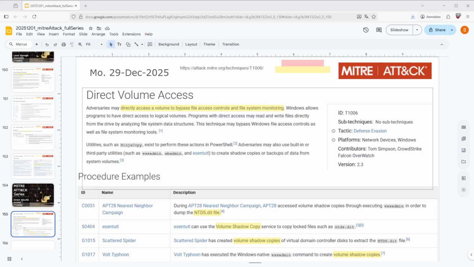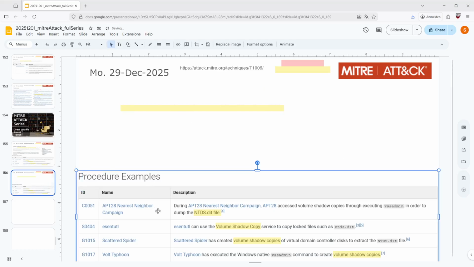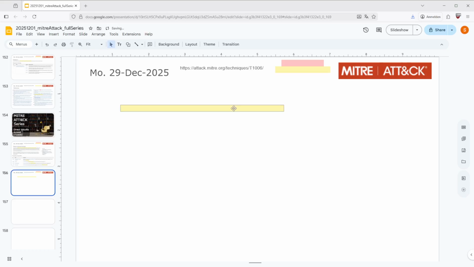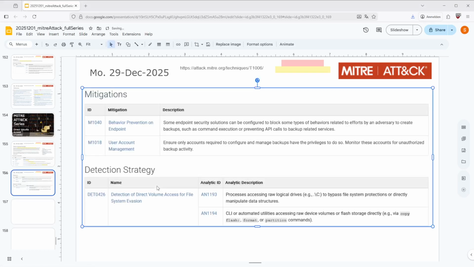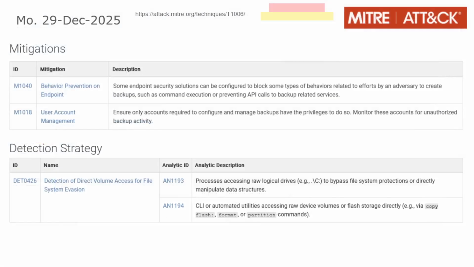So these are the procedures then. So let's copy that, delete that, and copy mitigation detection. So this time we have mitigations going on. There we go. Let's get back to reading mode.